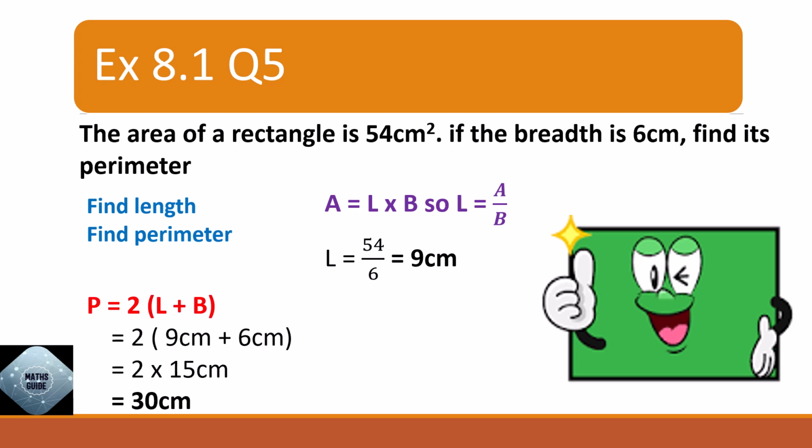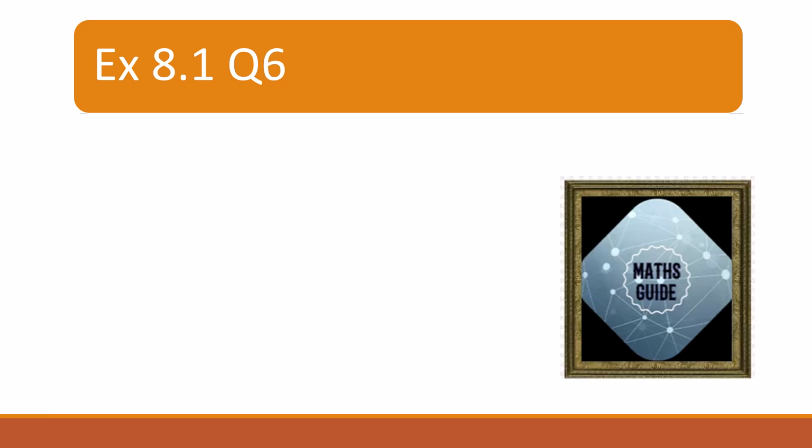So let's find out the perimeter. So the perimeter is 2 into length plus breadth. So let's add the two dimensions. We get 15 centimeter, and then we'll multiply it by 2 to get the perimeter, that is 30 centimeter. Easy? Yes.